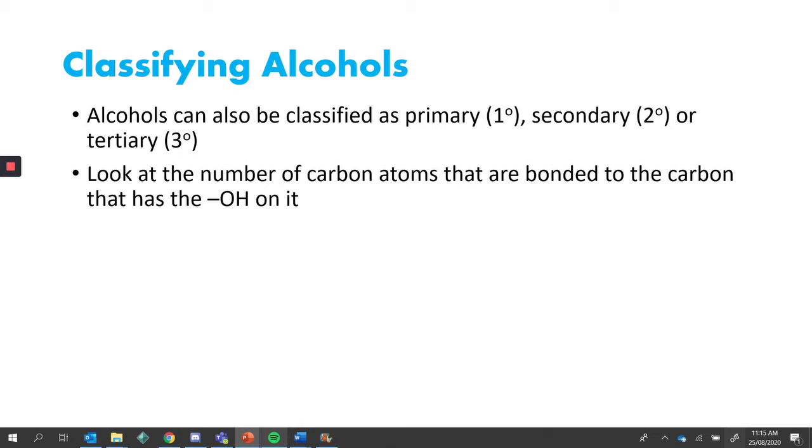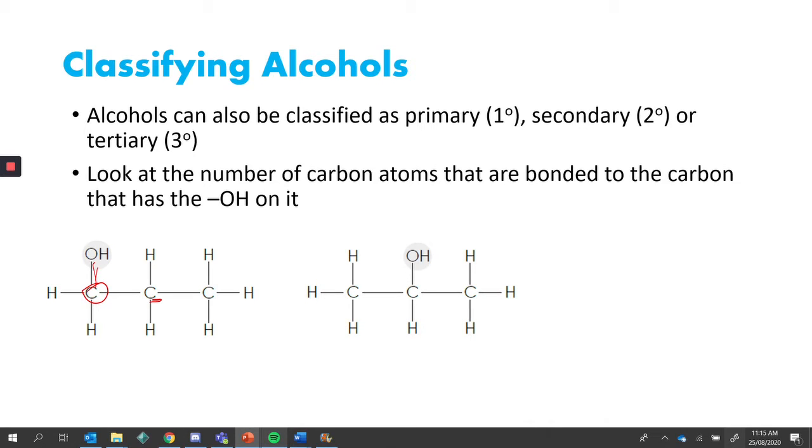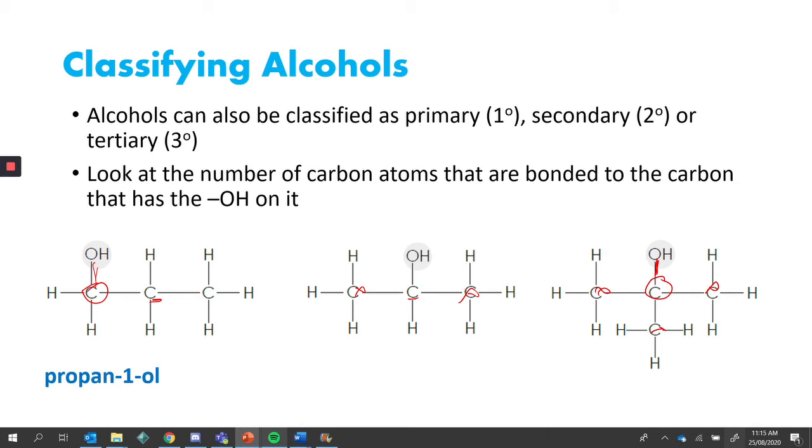Just like haloalkanes, we can classify alcohols too. We're going to look at the number of carbon atoms that are bonded to the carbon which has the OH attached to it. So here this carbon is bonded to the OH, and this carbon itself only has 1 other carbon on it, so that is primary. This carbon has 2 others on it, so secondary, and this one has 3, so it's tertiary. So we're looking at the carbon that's bonded to the OH.